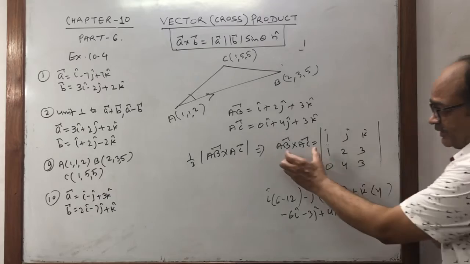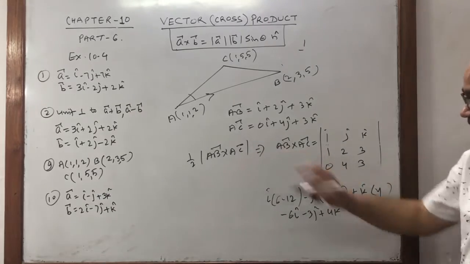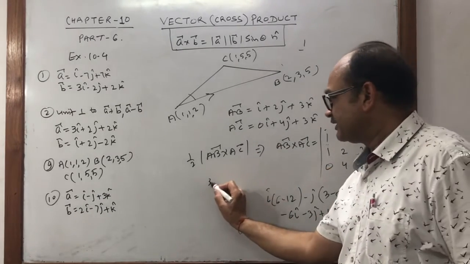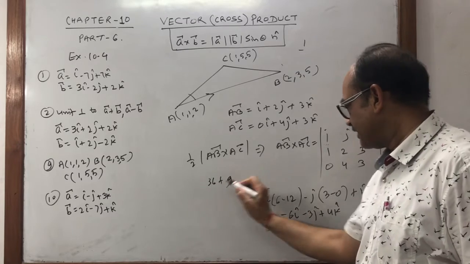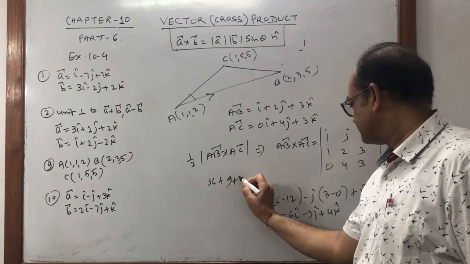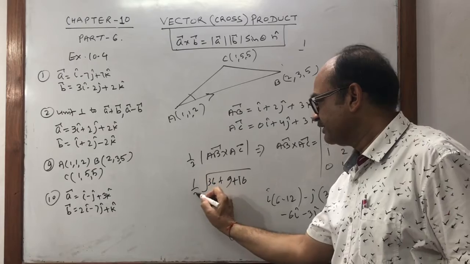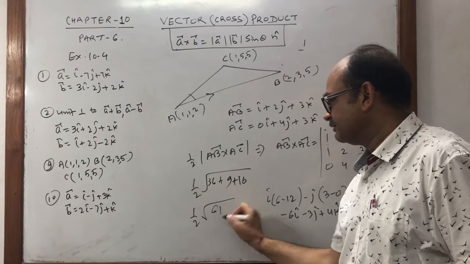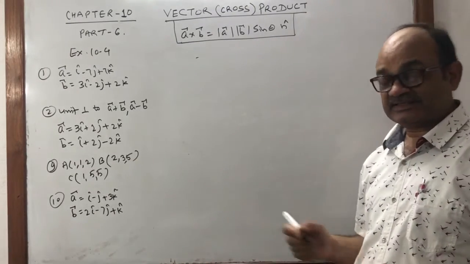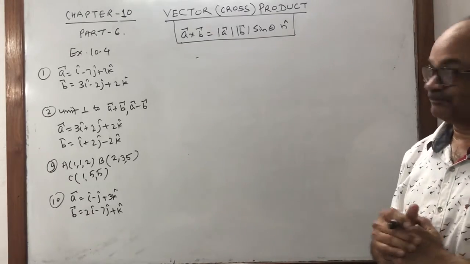This is the value of only AB cross AC. But we want its magnitude. So what is the magnitude? Root of 36 plus 9 plus 16, divided by 2. It is nothing but root 61 by 2. So now the 10th question is find the area of parallelogram.